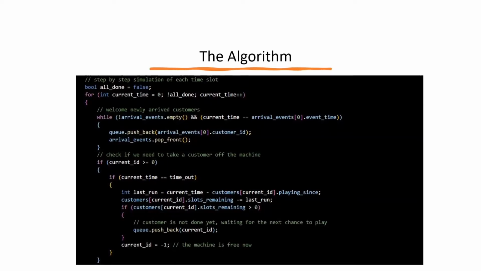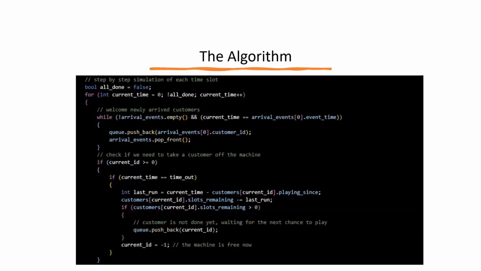As long as the arrival time is equal to the current time, the customer wants to enter the game, and the square bracket 0 means that we only look at the first element from the vector once, and we move the customer from the arrival event queue into the waiting queue. Because the customer is already in the waiting queue, we don't need the customer still at the front of the arrival events. That's why we use push back and pop front here.